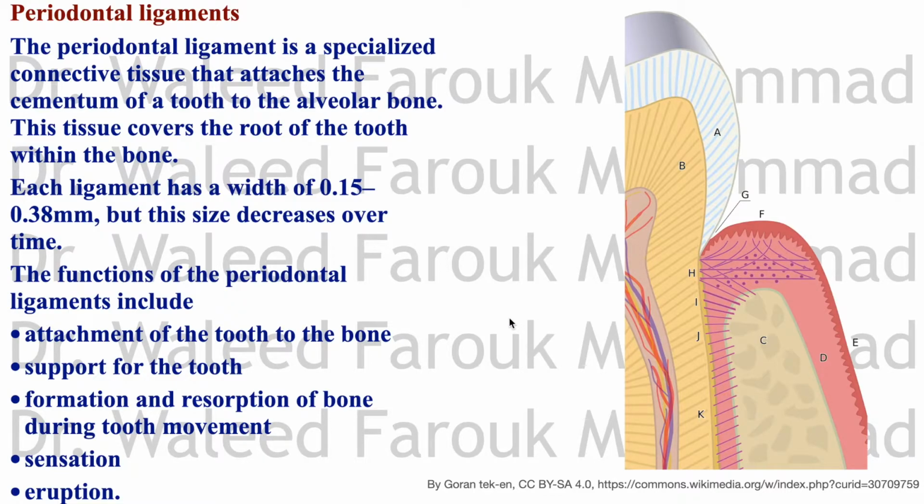Each ligament has a width of 0.15 to 0.38 millimeters, and the size decreases with age. The functions of the periodontal ligaments include attachment of the tooth, support for the tooth, formation and resorption of bone because it reacts to pressures applied, sensation, and of course it is the one responsible for eruption. These are the functions of the periodontal ligaments.